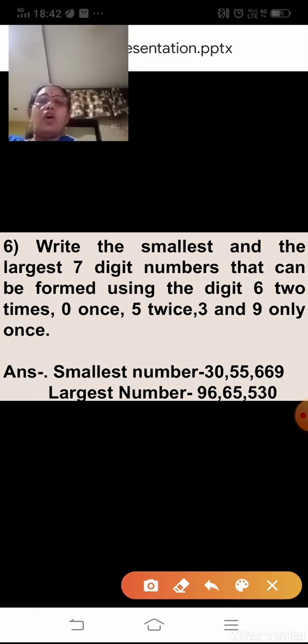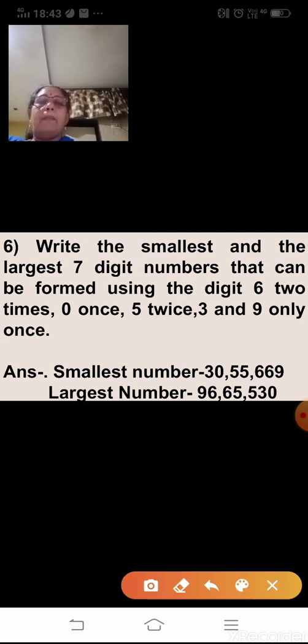Now children, according to this number here, while forming the smallest number, which is the smallest number? 0 and 3. But 0 you cannot write first. Why? Because if you write it at the first, then it will become a 6-digit number. So first you will write the smallest number 3 and then 0.